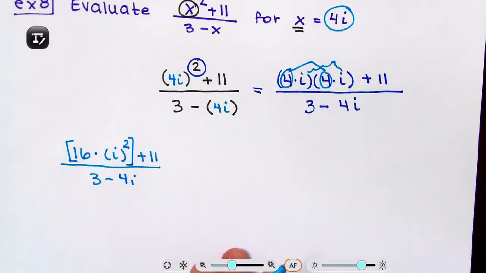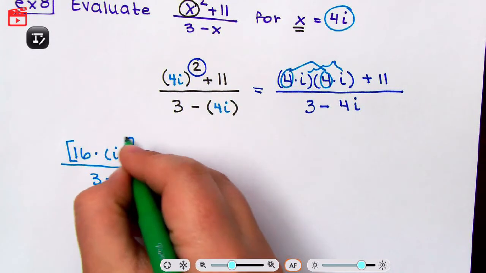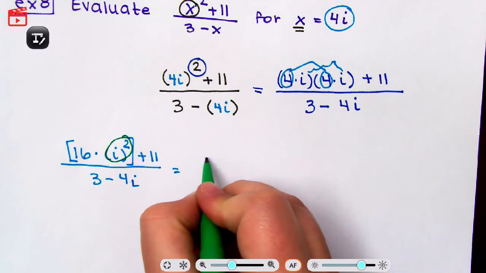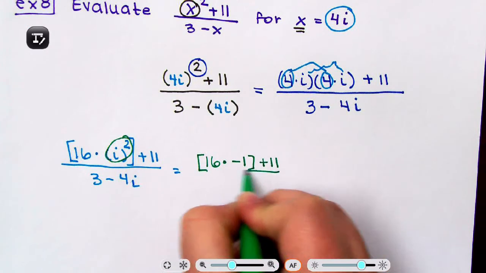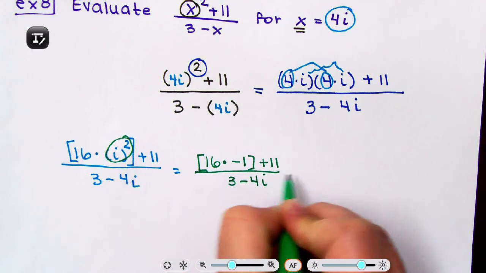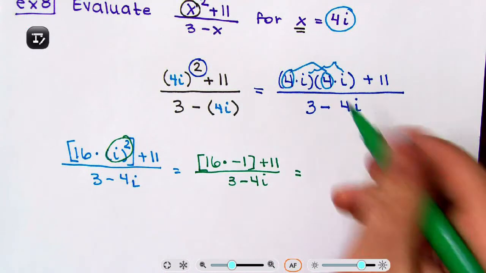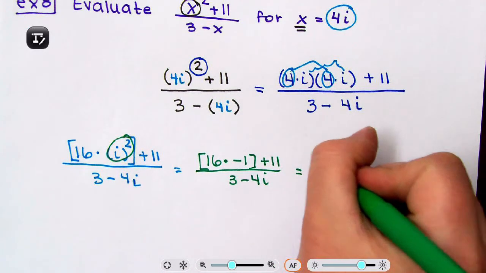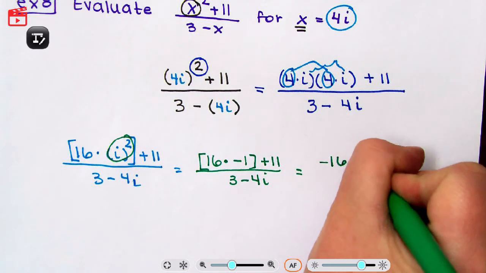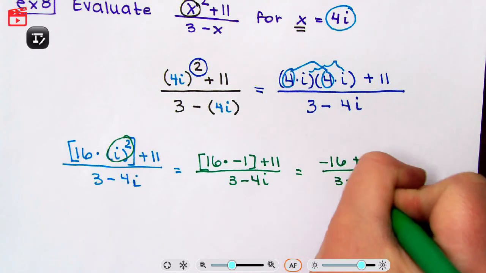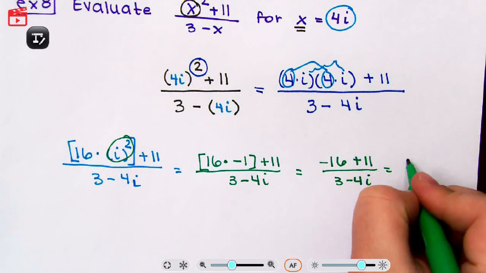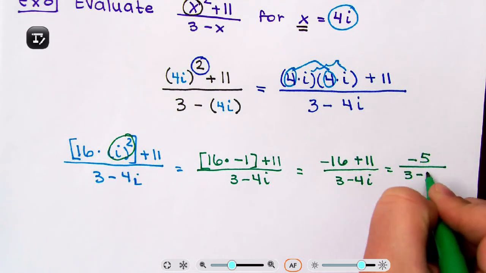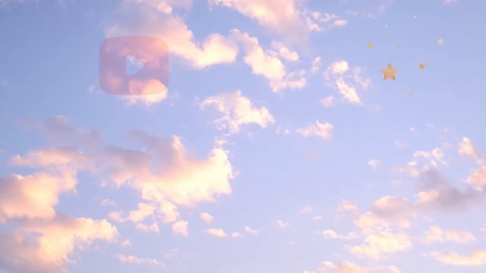Oh, you guys can't see that. I apologize. Don't do anything with the 11. i squared, we know that that's equal to negative 1. So you have 16 times negative 1. Still putting that in a bracket just so it's separate from the 11. And the denominator is done. There's nothing for us to do with it. That's why I keep copying it down. I have negative 16 plus 11. Now I get to deal with that 11. So negative 16 plus 11 is a negative 5. Denominator stays the same as it has. And here's your simplified answer.